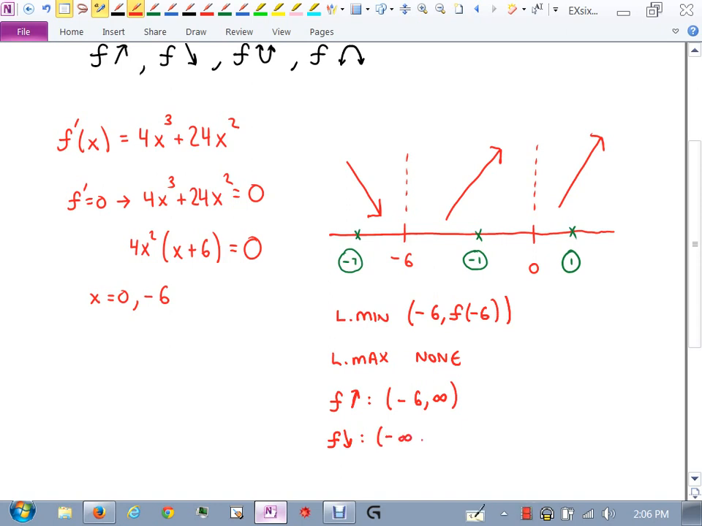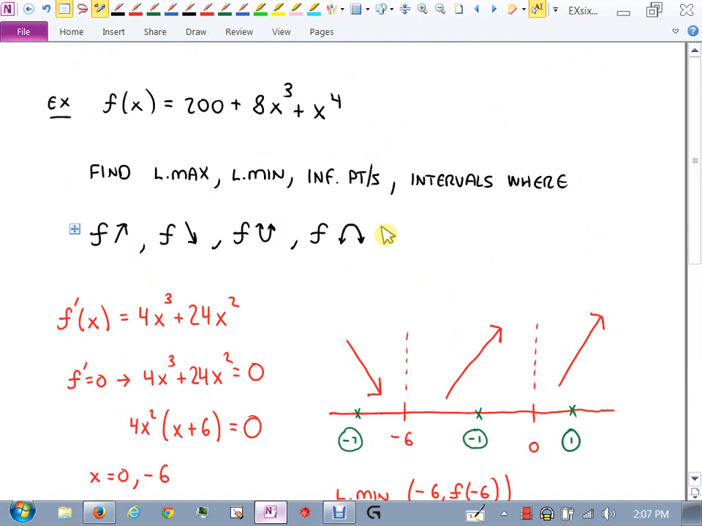-infinity to -6. Beautiful. I've answered almost all the questions, right? Everything else that's being asked has to do with the second derivative, right? As you're going to see, I'm going to do everything I just did, but on the second derivative instead of the first derivative. So let's take a look at the second derivative.